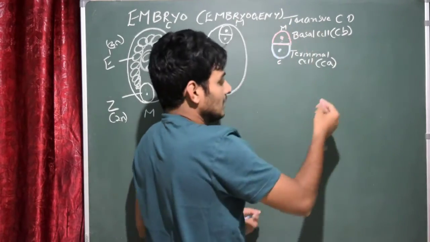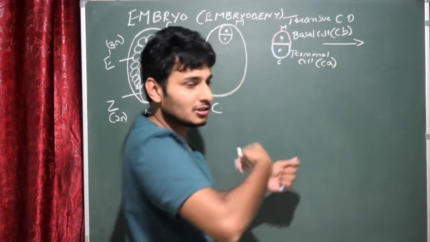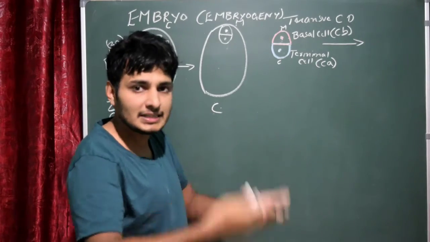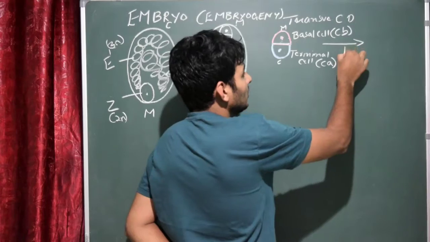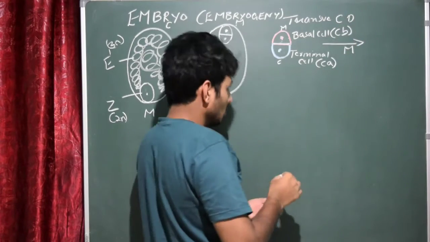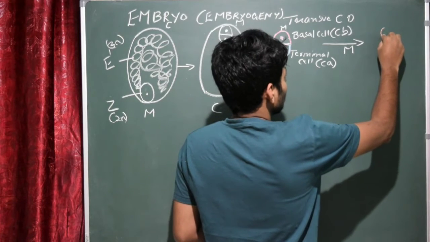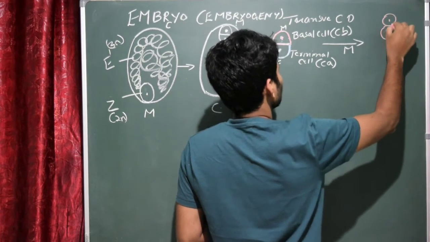Now let us see what happens. I am going to continue with the basal cell. The two cells further undergo mitosis because it has to increase the number of cells to form the embryo. I'll just write M here and I'll draw the pink cell now, that is the basal cell. The basal cell again undergoes cell division and produces two cells.